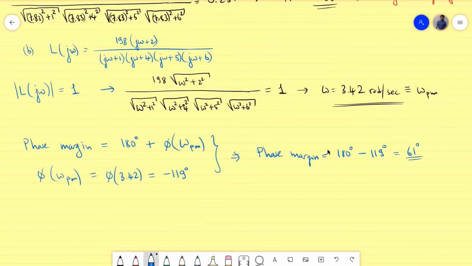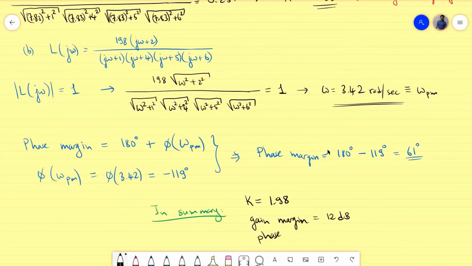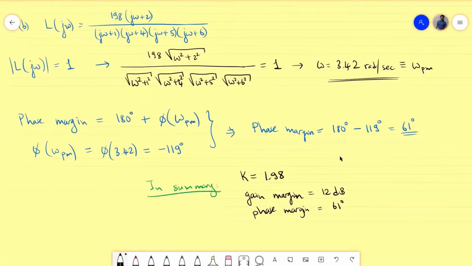So in summary, let me write it down. In summary, you will require a K of 1.98, which is of course the maximum. And then you will get a gain margin of 12 dB, and your phase margin associated with that gain will be 61 degrees. This is the summary of the whole analysis.